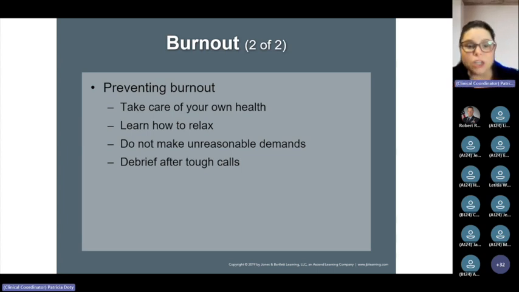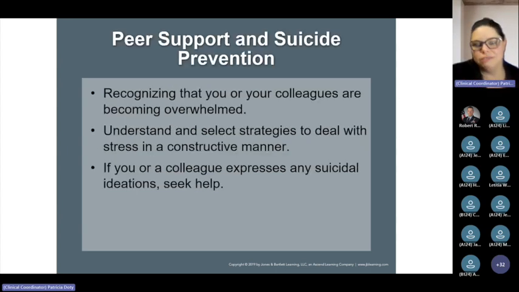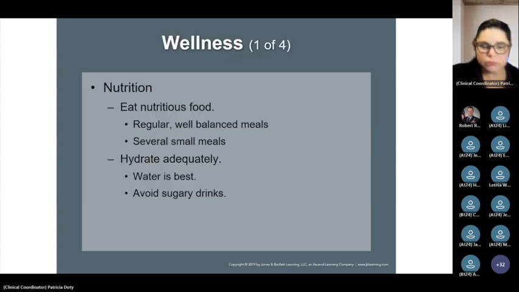Do not make unreasonable demands. Okay. Just don't do it. But if you don't, I will. Don't do this. And debrief after some tough calls. Peer support and suicide prevention is so huge too. Recognizing that you and your colleagues are becoming overwhelmed, pretty big. Okay. Look, understand, realize that there's a situation going on and see them struggling, or understand that you're struggling and be able to speak out about it. Okay. And make sure those people get help.